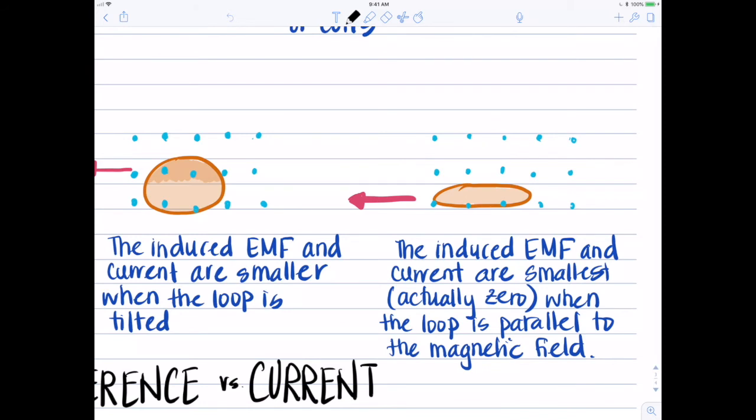And that should be relatively easy to remember because that's similar to our rules about charges moving in a magnetic field. When a charge moves perpendicular to the field, the magnetic force is the greatest, and when a charge moves parallel to the field, there actually is no magnetic force, or the force would be 0.